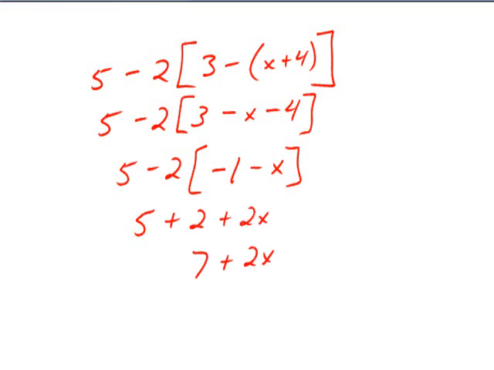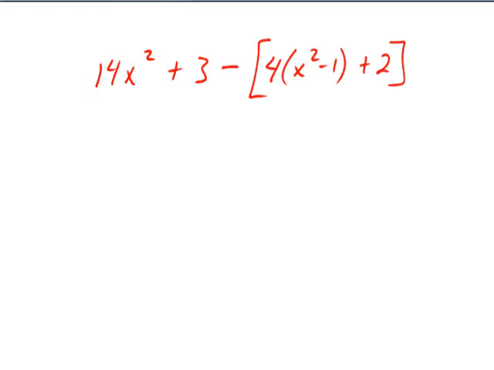So once again, the order of operations says we need to do the work within the brackets, or the grouping symbols, first, and then our multiplications and divisions, and then the subtractions. So in this example, I could not combine the 5 minus 2 until I multiplied 2 times the quantity in the brackets. Let me give you a problem to practice. 14x squared plus 3 minus the quantity of 4 times the quantity x squared minus 1 plus 2. Pause the video, work this problem, then come back to the video to check your answer.